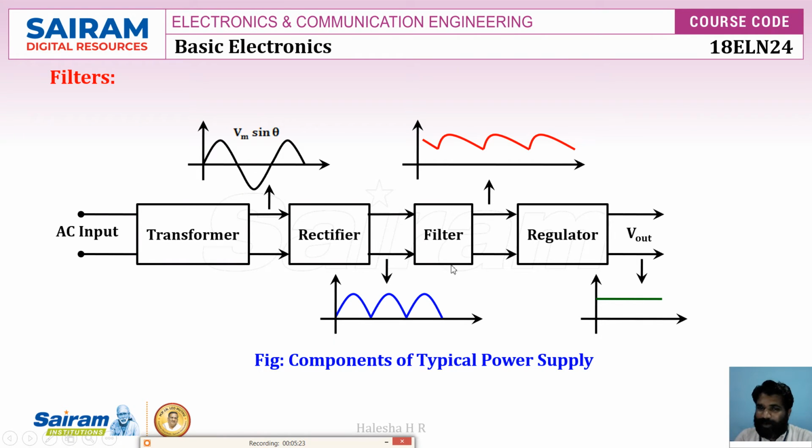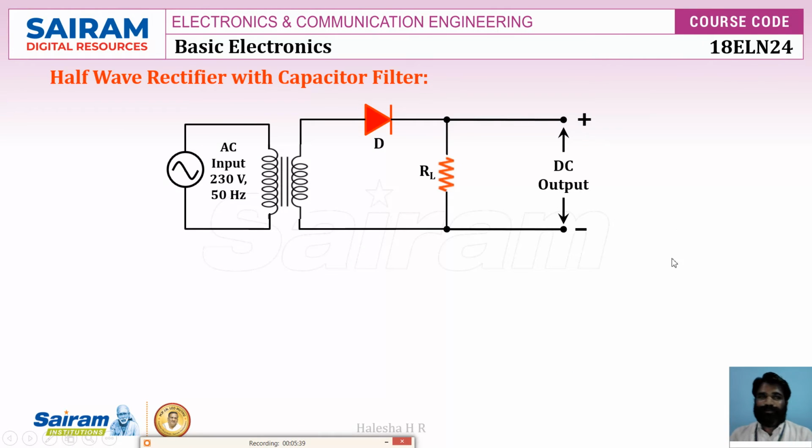So now we are going to discuss this part. This is called ripple voltage, and this ripple voltage is applied to a regulator to get a constant DC voltage. Okay, then this DC voltage is applied to the load.